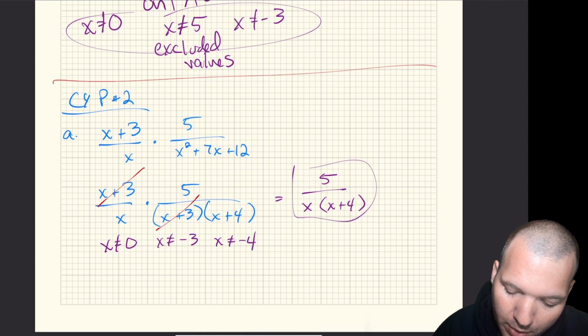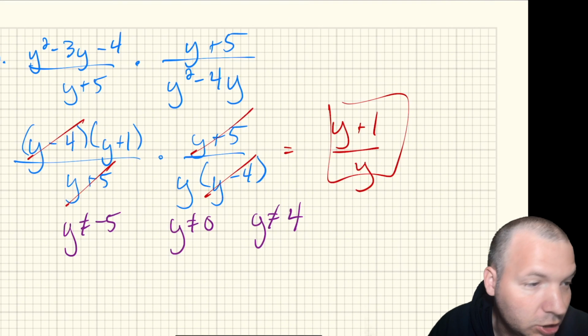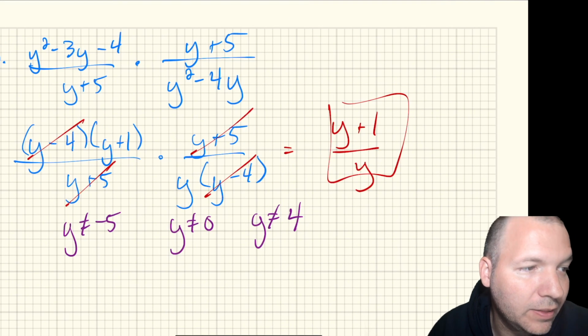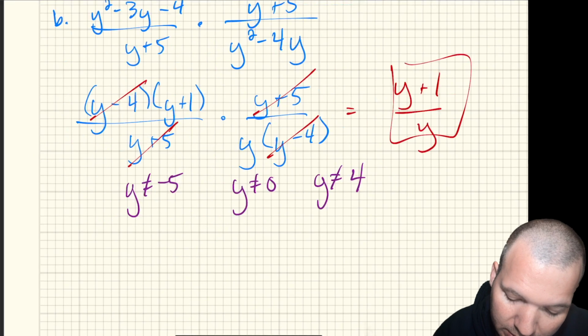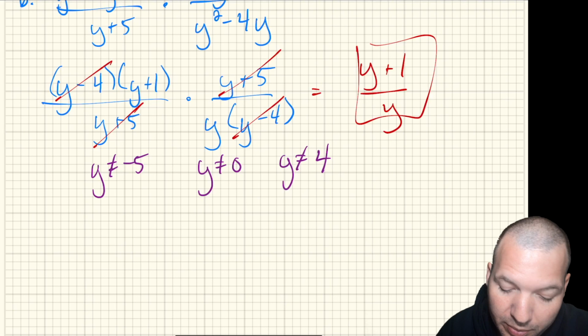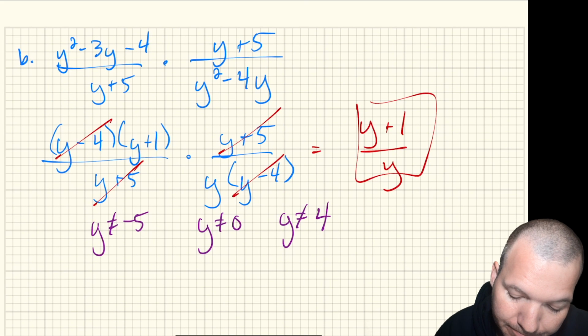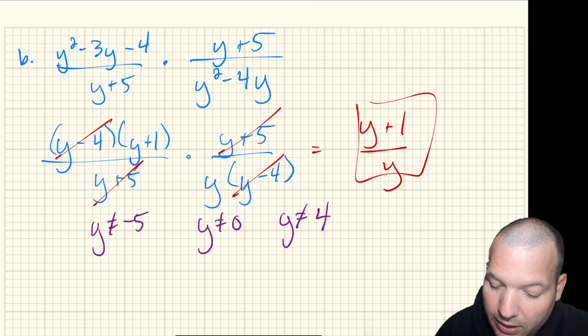Nothing special here that you might think would cancel, I don't believe, so that should be pretty straightforward. But definitely some things you might get confused about on Check Your Progress 2B, where I got the expression y plus 1 over y, excluding y cannot be negative 5, y cannot be 0, y cannot be 4. And again, you might be tempted to do something like cancel out the y's and say this expression is the same as 1, but it is not. In fact, that expression will never equal 1.